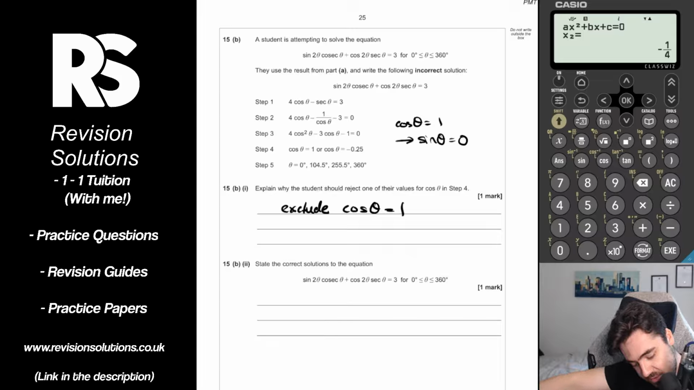Then it says state the correct solutions for the equation. So we're just going to use the solutions he got. Oh, he's actually solved it for both, so we can just think about which ones came from cos theta equals 1. Well, we already said earlier that would be 0 and 360. So we don't want those two. We would just want the 104.5 degrees and the 255.5 degrees.